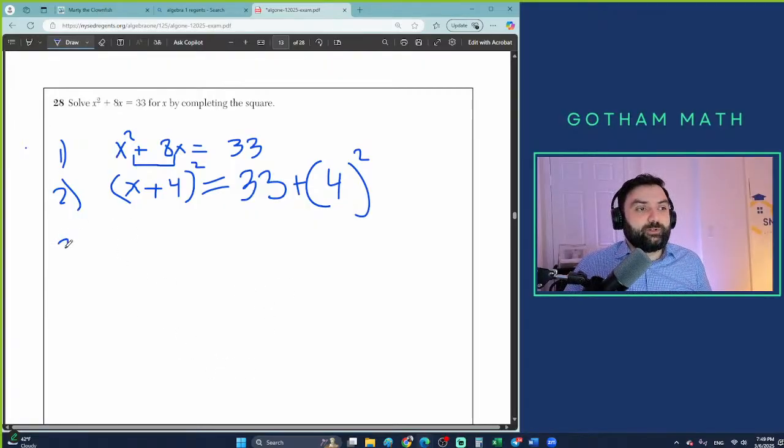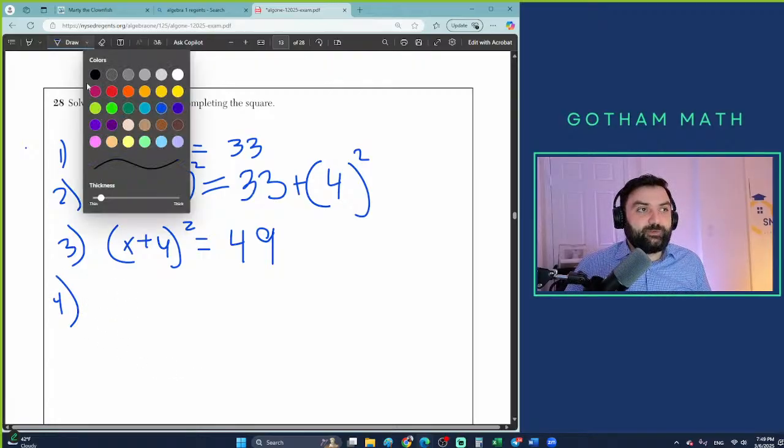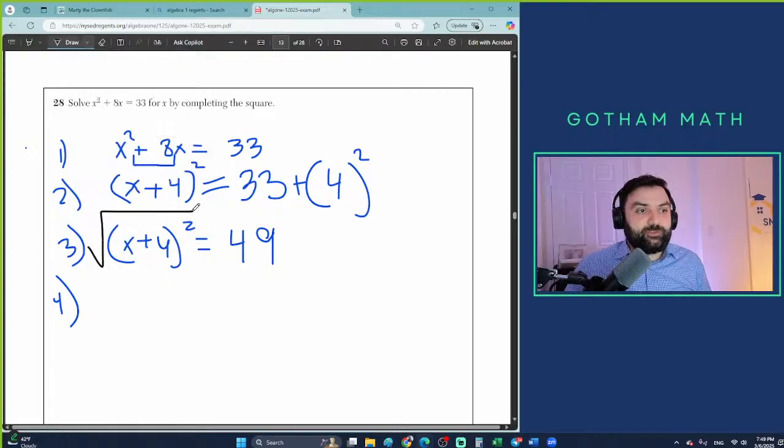So step 3 is to actually solve whatever is going to be on the right. So it's going to be (x + 4)² = 33 + 16, which is 49. Step 4, take the square root of both sides to get rid of that square on the top.